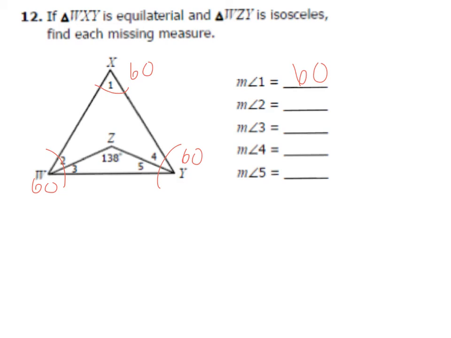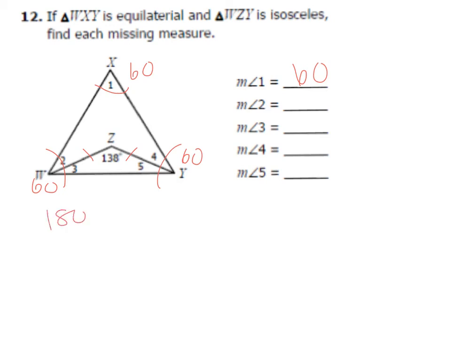I'm not sure, based on the rest of that, what any of the other angles are until I read that WZY is isosceles. So I know that these two side lengths are going to be equal. If WZ and ZY are congruent, then angles 3 and 5 will be equal. So let's figure them out.